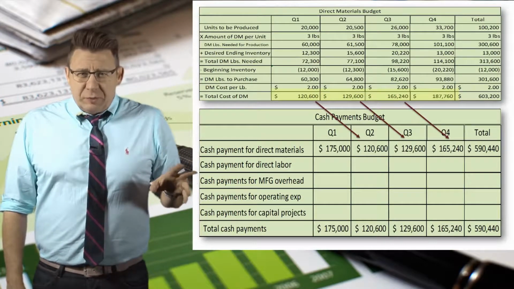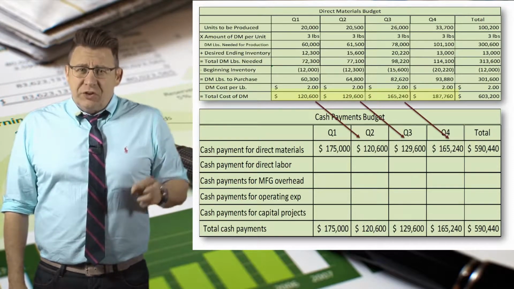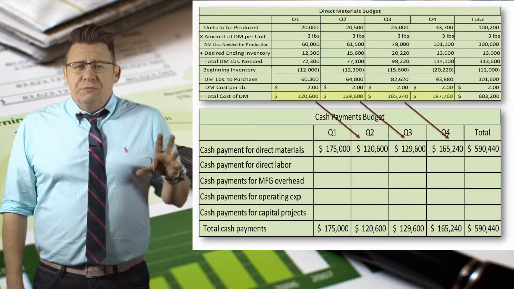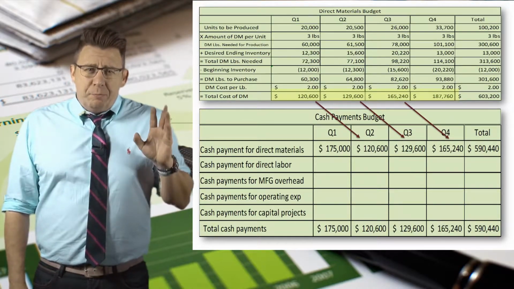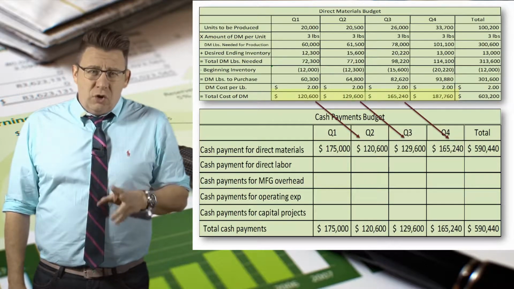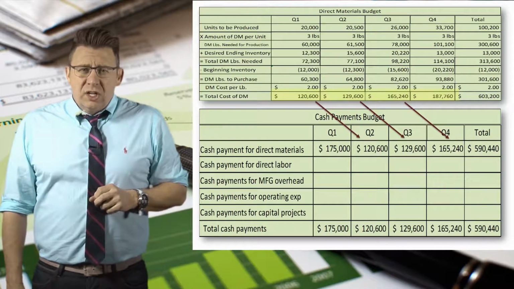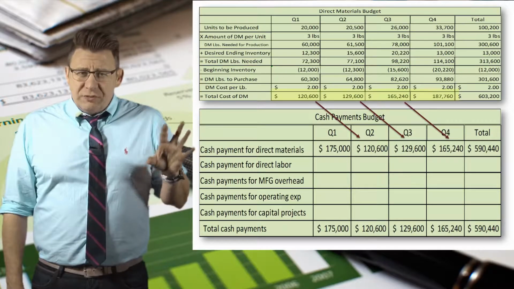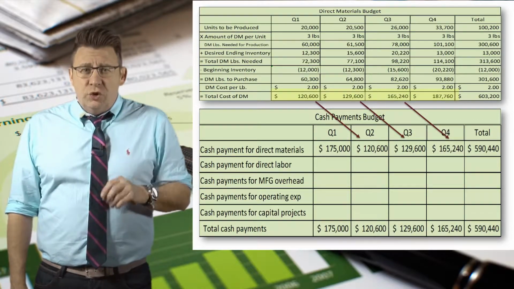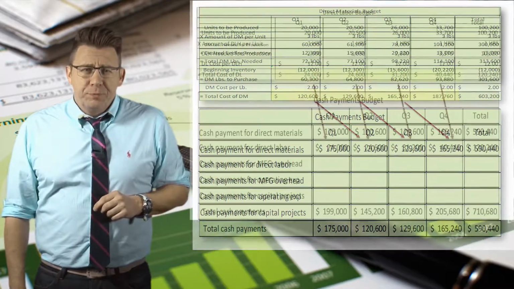Using the direct materials budget, we can see the cost of materials purchased. Let's assume for simplicity's sake that purchases are paid for in the quarter following the purchase. So we would enter Q1 purchases of material into Q2 payment of material.